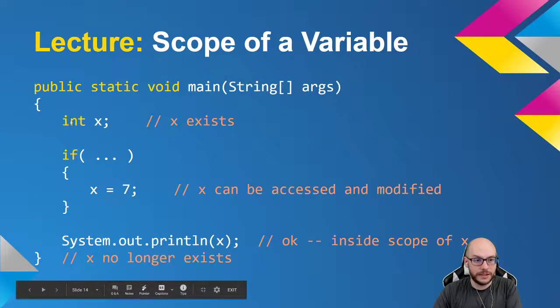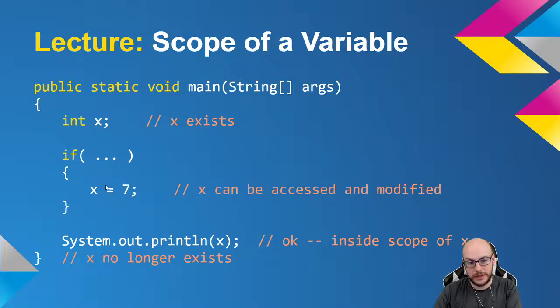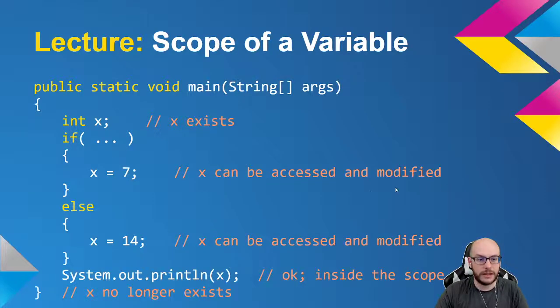What that means is its scope is going to overlap into any of these bodies, including this if statement. So inside of the if statement, I am actually assigning x the value. Right? That's perfectly fine. X can be accessed and modified because its scope is going to overlap into this if statement. Okay, because x continues to exist for the entirety of the main method, I could print it off afterwards, and that's perfectly fine. That's inside the scope of x.